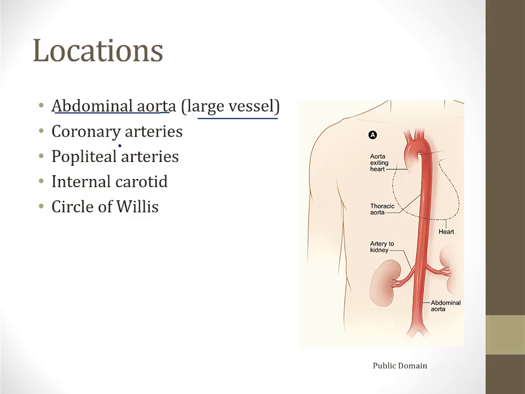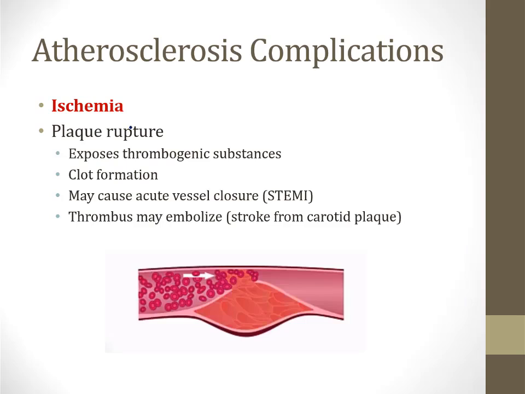The second most common location is the coronary arteries. In contrast to the aorta, these are very small, just a few millimeters in width. So it doesn't take much plaque to narrow these vessels, and that's why coronary artery disease is so common. After the coronary arteries, the next three locations are the popliteal arteries, the internal carotid artery, and finally the circle of Willis. Now let's talk about some of the consequences of atherosclerotic plaque.